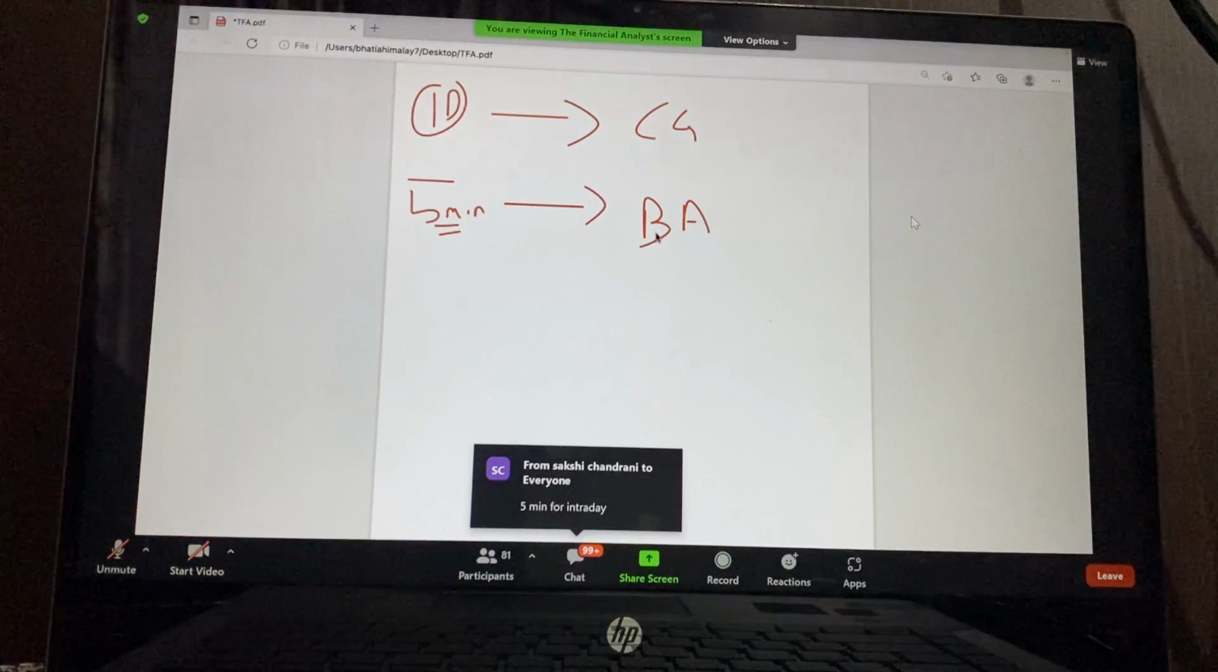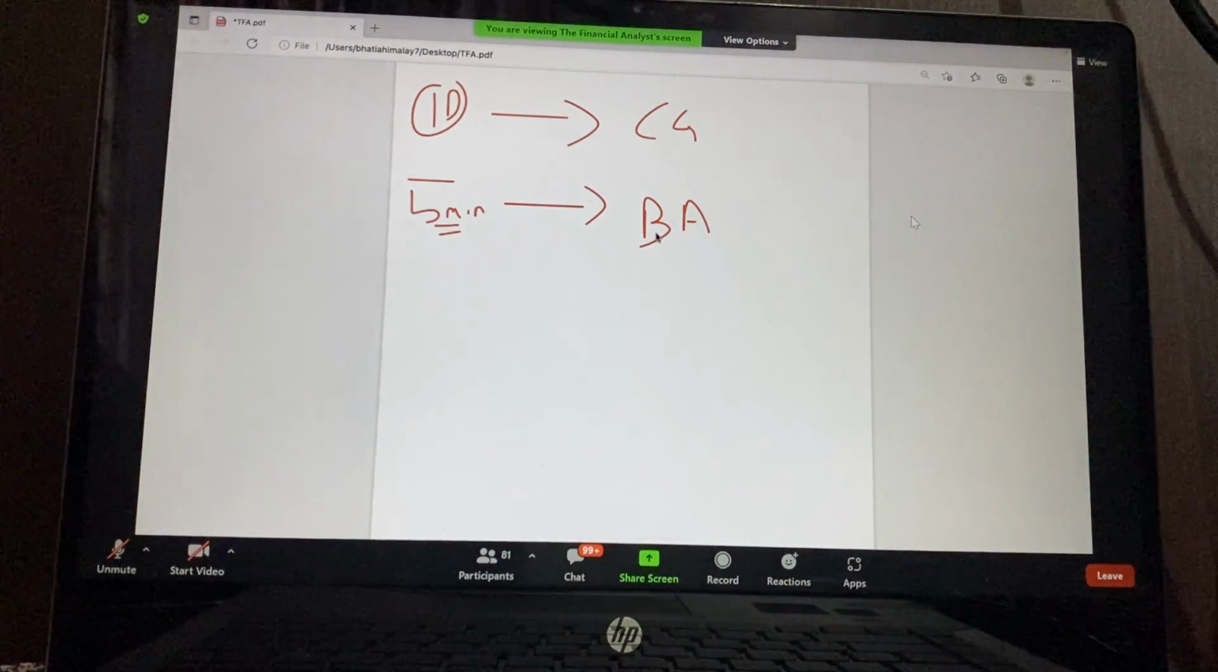I don't remember when I saw it. I have seen this and I observed a very interesting point over here. As an intraday trader, what will you do? Let's break the trading session into two parts, first half and second half. I'm giving you hints.